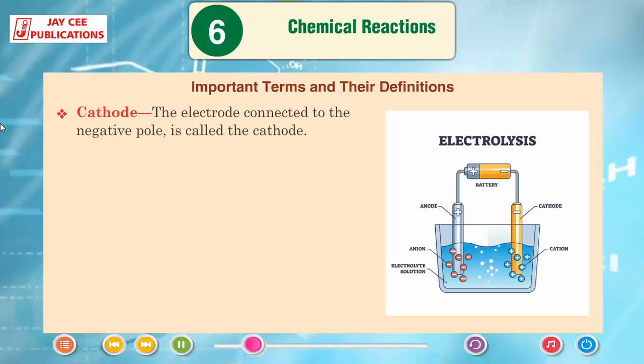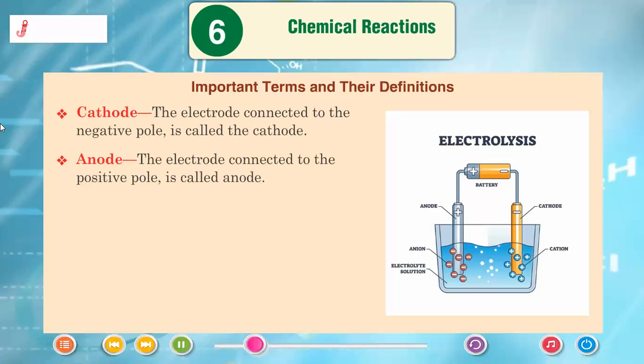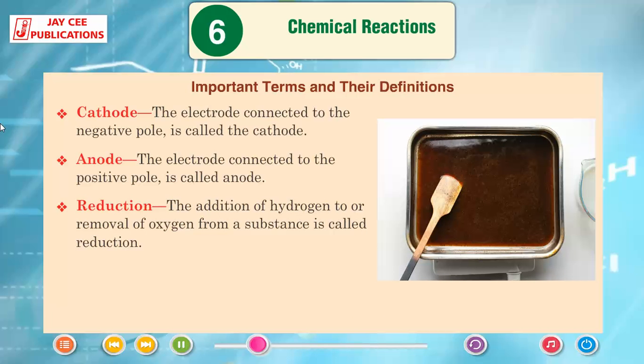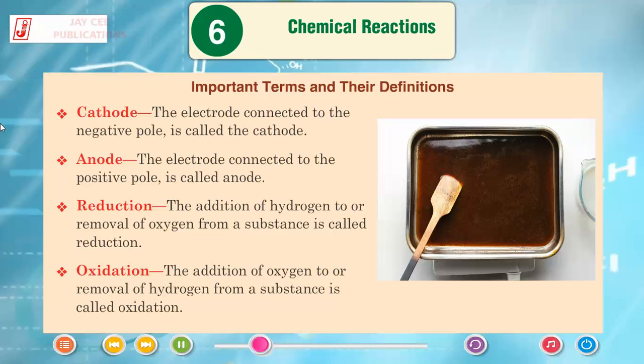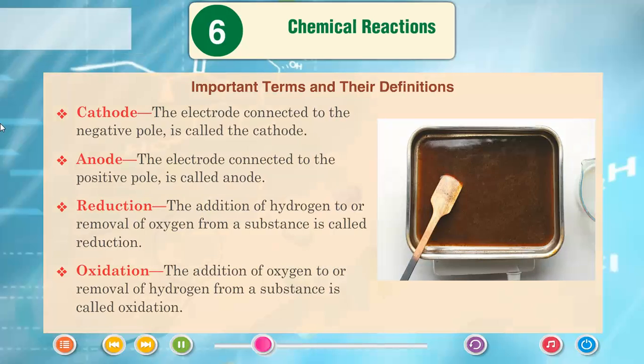Cathode. The electrode connected to the negative pole is called the cathode. Anode. The electrode connected to the positive pole is called the anode. Reduction. The addition of hydrogen to or removal of oxygen from a substance is called reduction. Oxidation. The addition of oxygen to or removal of hydrogen from a substance is called oxidation.